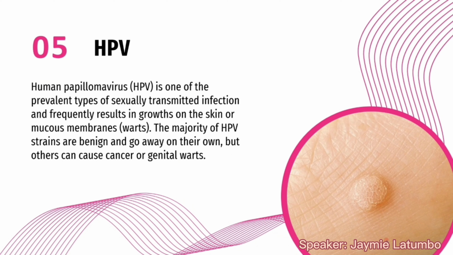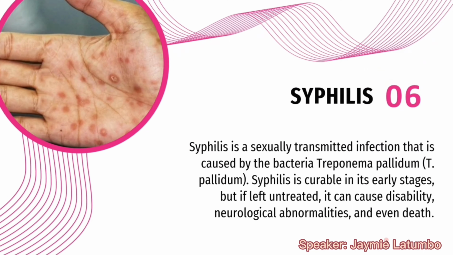Katulad ng ibang types ng STI and STD, you can get HPV by having vaginal, anal, or oral sex. However, it is commonly spread during vaginal and anal sex. HPV does not usually cause symptoms, but sometimes the virus can cause painless growths or lumps around the genital area. The sixth type is syphilis.